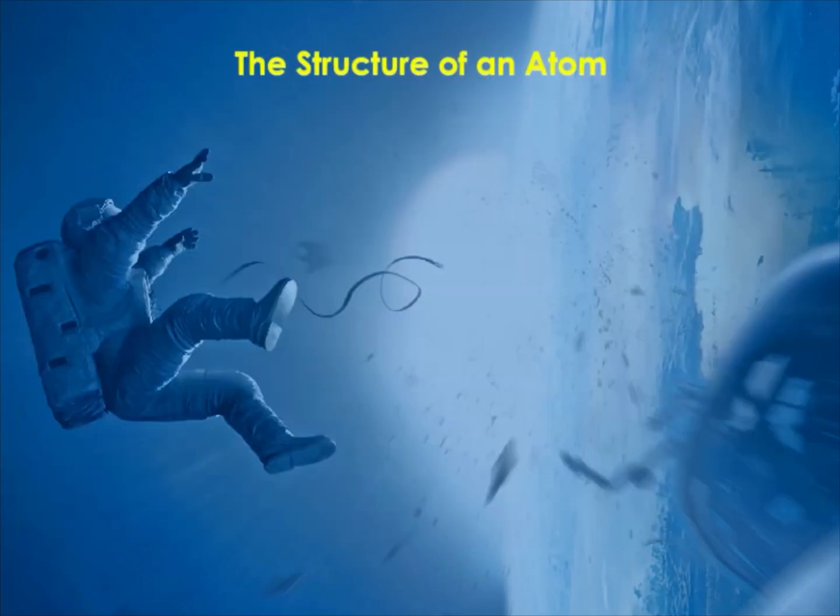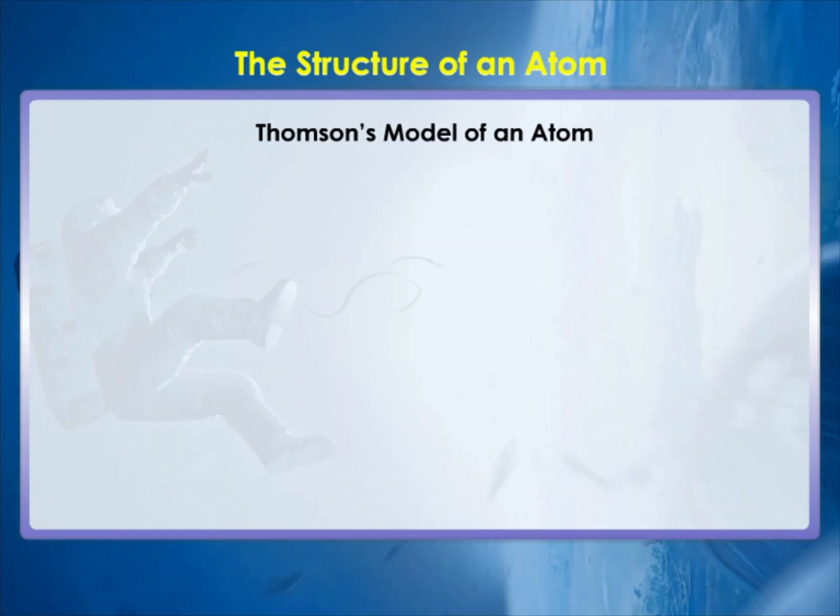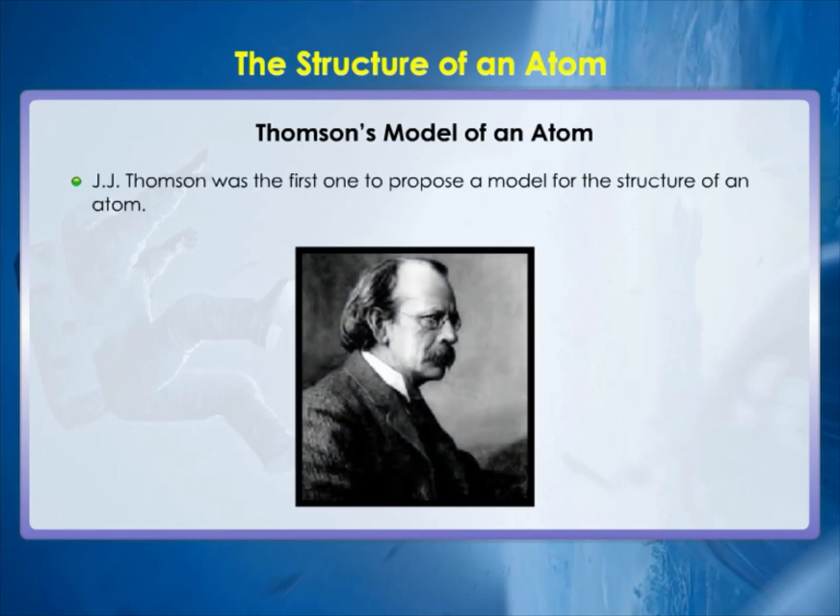The structure of an atom. Thomson's model of an atom. The discovery of two fundamental particles, electrons and protons, inside the atom led to the failure of this aspect of Dalton's atomic theory. It was then considered necessary to know how electrons and protons are arranged within an atom. For explaining this, many scientists proposed various atomic models. J.J. Thomson was the first one to propose a model for the structure of an atom.